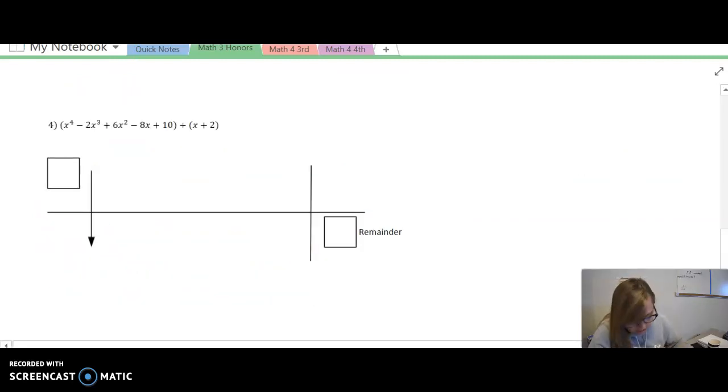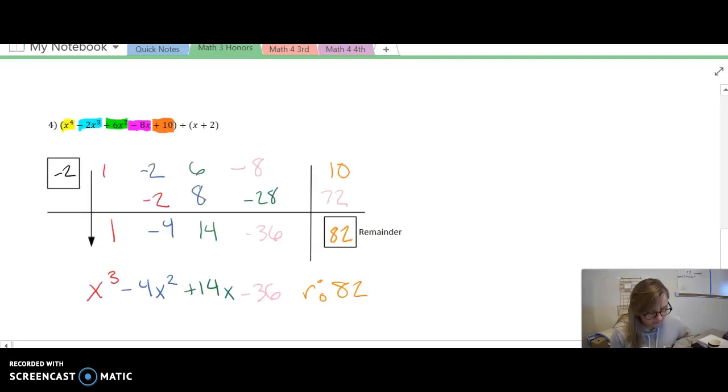So here is my next polynomial. I want you to try this on your own first. So pause the video right here, and then I will show you the answer. So please pause the video right now. So for this one, you should have gotten x to the third minus 4x to the second plus 14x minus 36 with a remainder of 82.